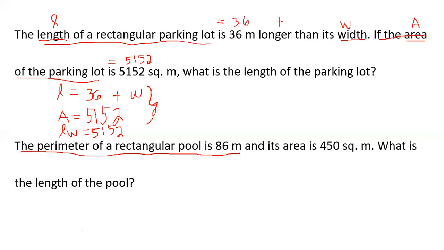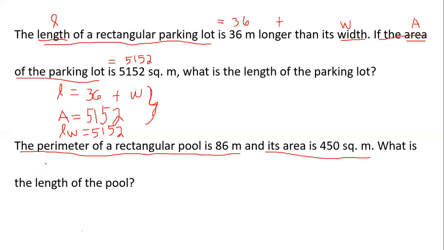Ang tawag po dito sa sentence na to is compound sentence because those two phrases that comprise this whole sentence could stand on their own. Say for example, the perimeter of a rectangular pool is 86 meters. Meron na po yung thought or idea. Tapos yung its area is 450 square meters, meron na rin pong idea. Complete na rin po. So therefore, considered po na sentence yan.